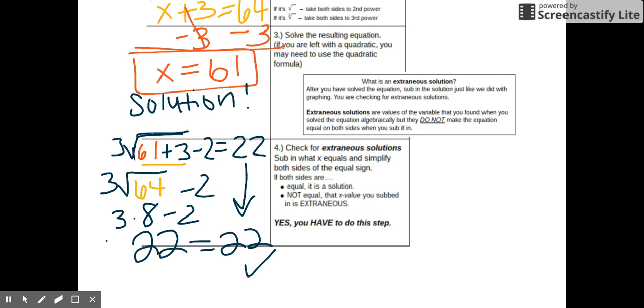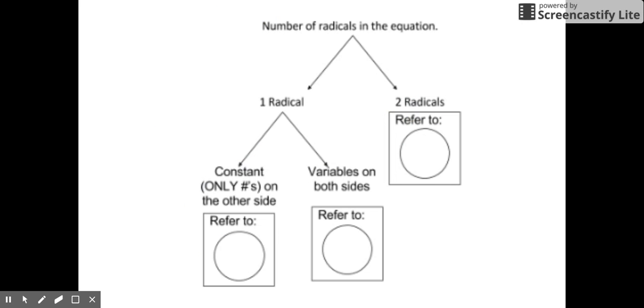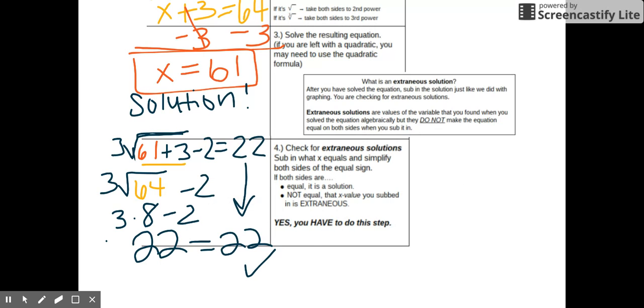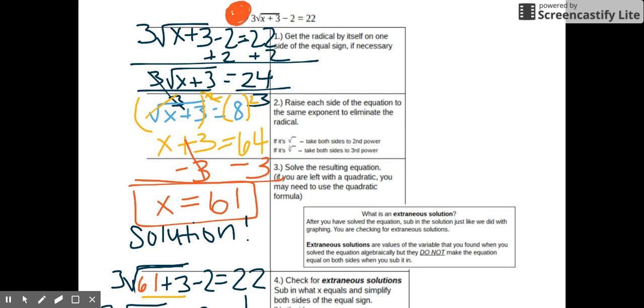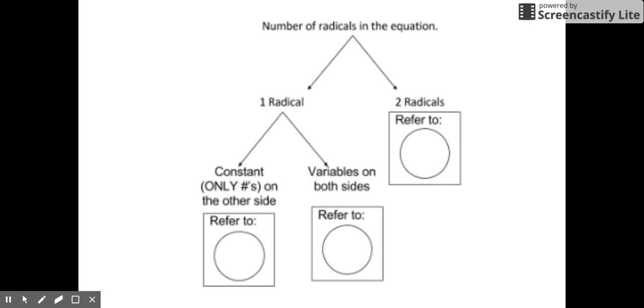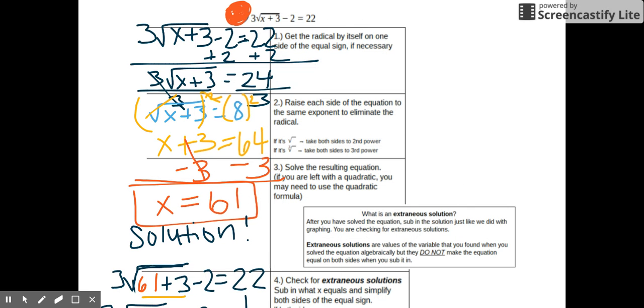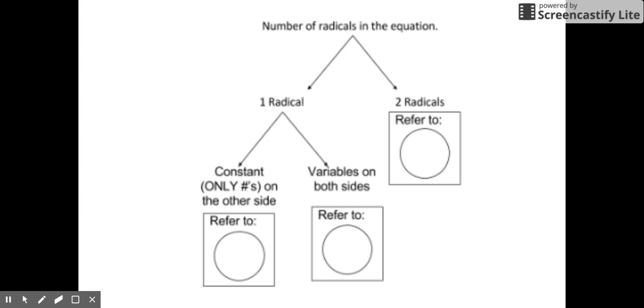Okay. And you're going to want to take a second and fill out the flow chart on the front. So in this problem, there was, let's see, there was one radical. Okay, so we're on the one radical. And then it says constants, so numbers only, or on the other side are variables. So let's go back and look. So on the other side, it was just a number. So that means this one is the red problem or the pink problem that you want to refer to. Okay, so make sure you color this in pink or red, whatever color you call that.